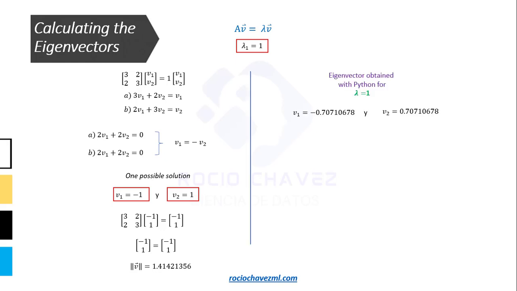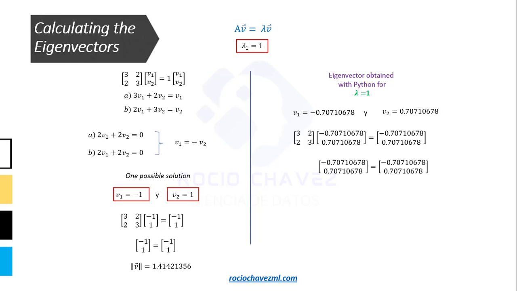Why am I telling you this? Because in most cases, the programs used to obtain the eigenvalues and eigenvectors of a matrix deliver eigenvectors whose magnitude is equal to 1. However, as we can see here, that eigenvector also satisfies the equation's equality. This means that there is not only one eigenvector for each of the lambda values.